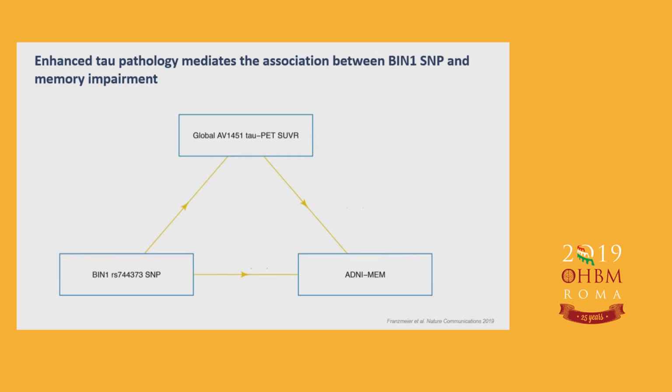So next we were wondering whether the association between BIN1 and lower memory can be actually explained by the association between BIN1 and tau PET. And so we did a mediation analysis and found that indeed the influence of the BIN1 SNP on memory performance can be explained, at least partially, by its association with higher tau PET.